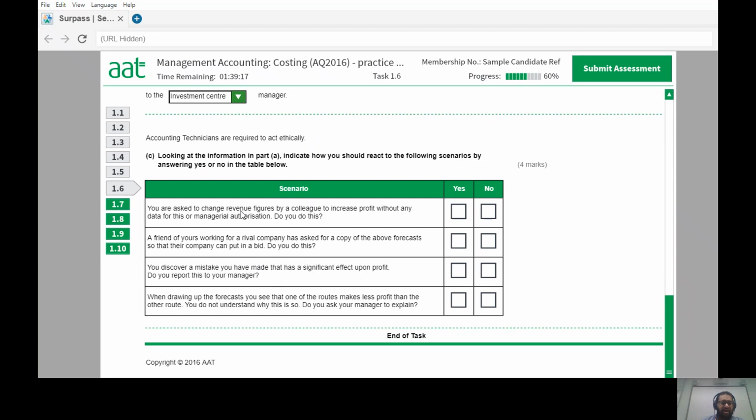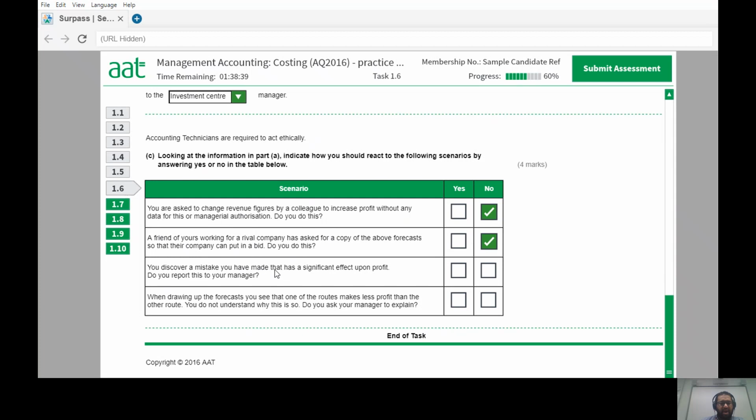You're asked by a colleague to change the revenue figures to increase the profit without any data or managerial authorization. Do you do this? No, you shouldn't do that, because it's going to affect your objectivity here, isn't it? Because objectivity means no undue influence on your decisions. A friend of yours working in a rival company has asked for a copy of the above forecast so that company can put in a bid. Do you do this? So that is also what we call confidentiality. So no, the answer for that one.